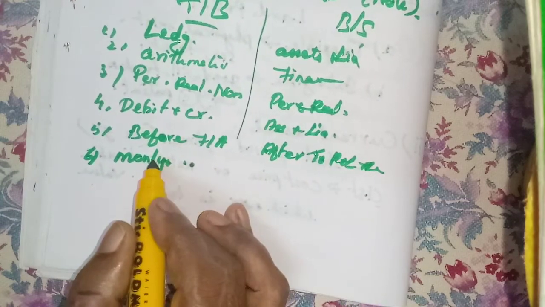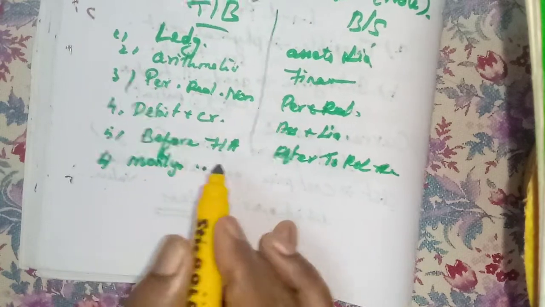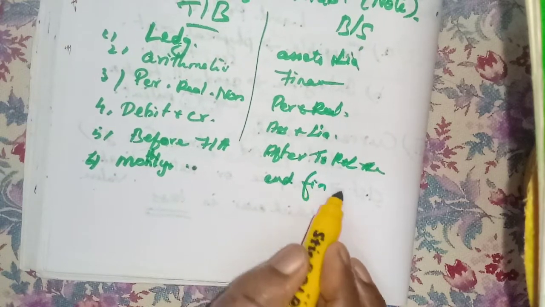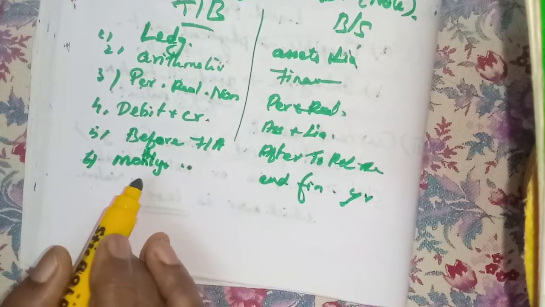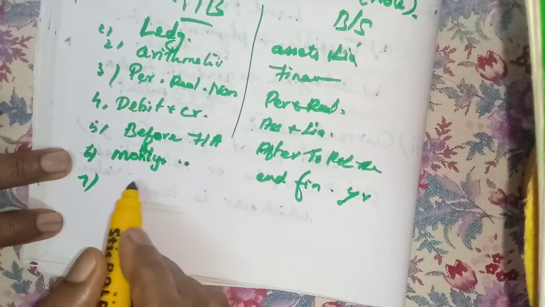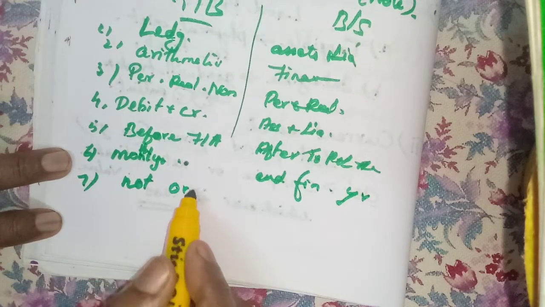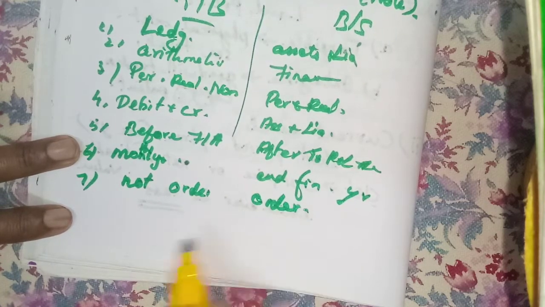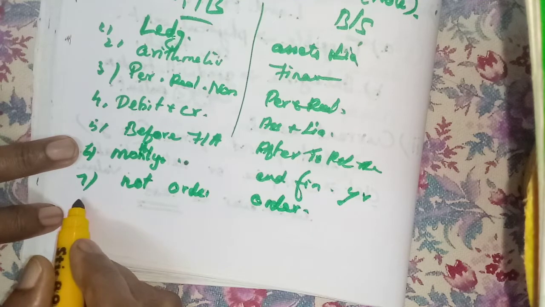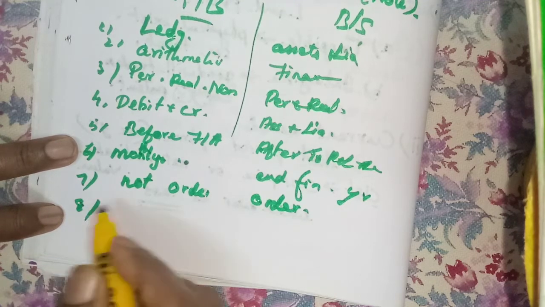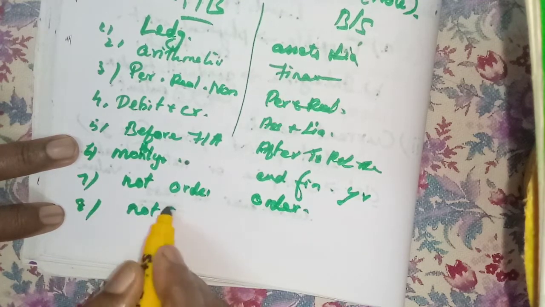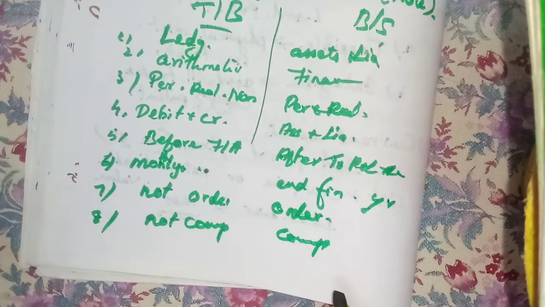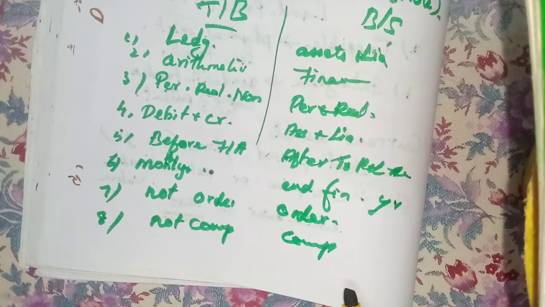But the balance sheet is prepared only at the end of the financial year. Here it is not prepared in any fixed order; in the trial balance we can prepare in any order, but the balance sheet has an order, either liquidity order or permanence order. Then it is not compulsory to prepare a trial balance, but it is compulsory to prepare a balance sheet.